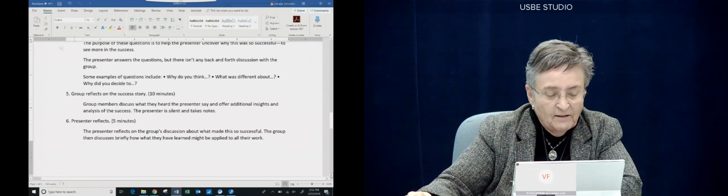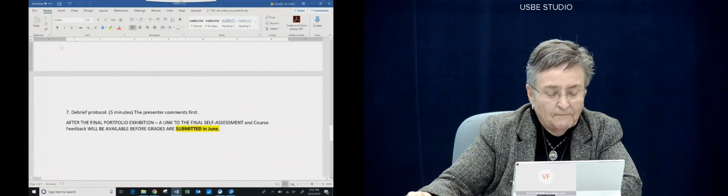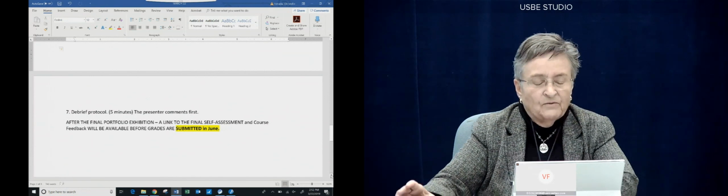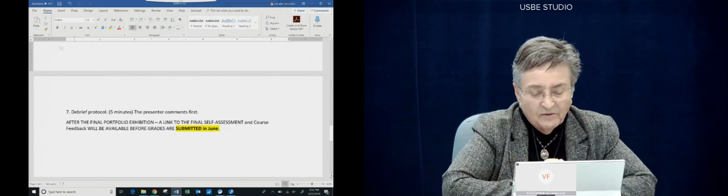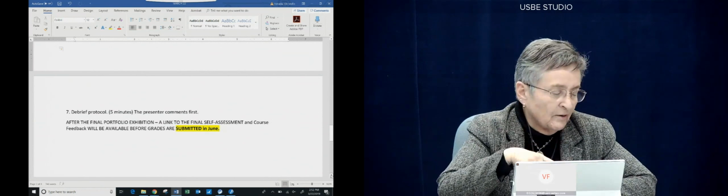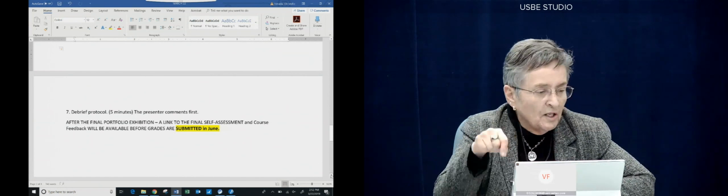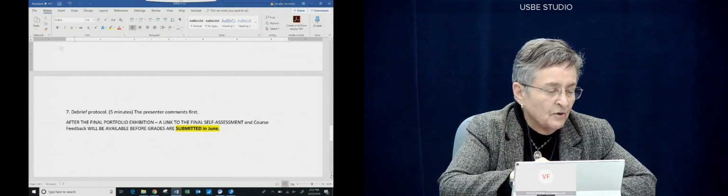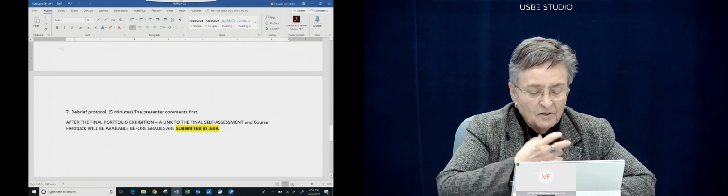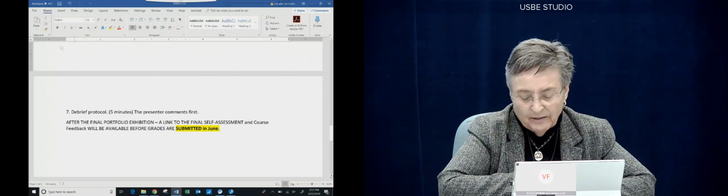Okay, so then the last one, which is 7, debrief the protocol, the presenter comments first. Okay, again, so we hear from the presenter in relationship to what the presenter heard us talk about, in relationship to applying the conditions of success to what we're now thinking about our own practice. Okay? It's a little bit more challenging protocol than the tuning.